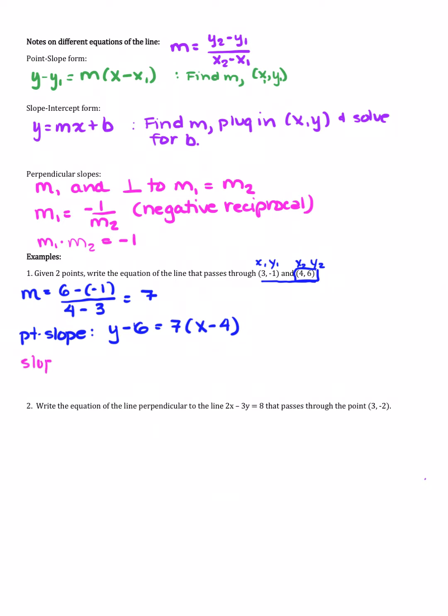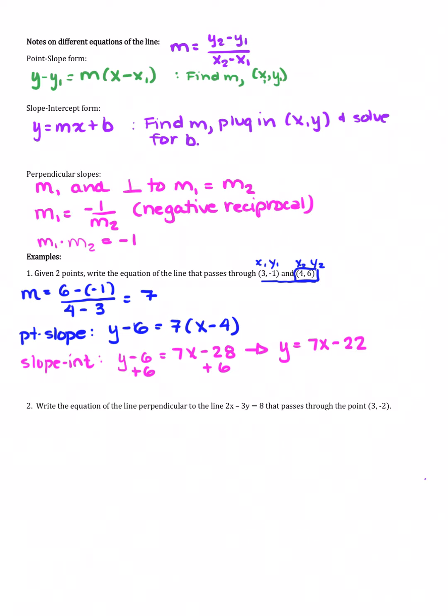Now, if we want it in slope-intercept form, what I would do is distribute the 7 to get 7x minus 28, and then isolate y, so add 6 to both sides, and that gives me y equals 7x minus 22. These are both equivalent equations of a line, just in different formats. So you want to pay attention to what form we ask for, whether it's point-slope, where you have a point and a slope, or whether it's slope-intercept, because remember the b value represents your y-intercept.